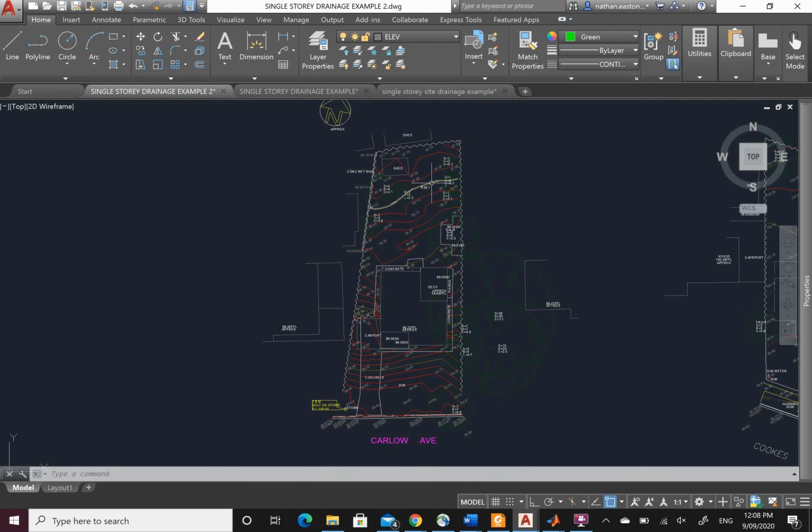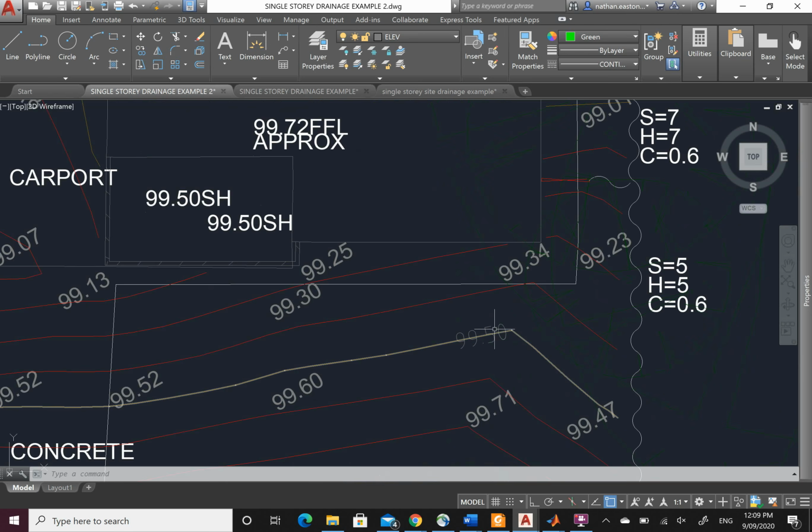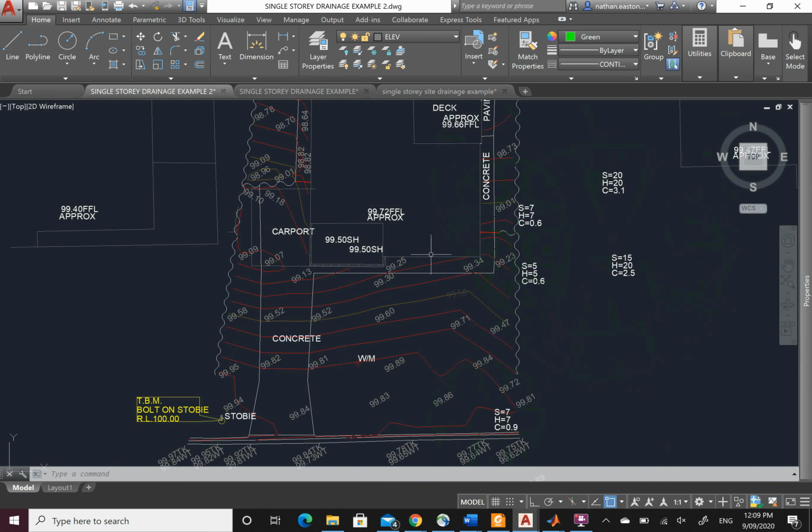We have two different lines. We have yellow ones and red ones. These are the contours, okay, showing the levels or the elevation of the land. So the yellow is the major contours, the red is the minor contours. All these numbers sitting around here are our spot levels. This one here, okay, is showing the level for the major contour line.